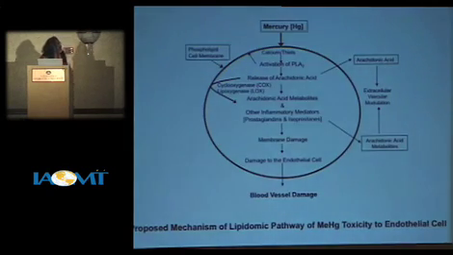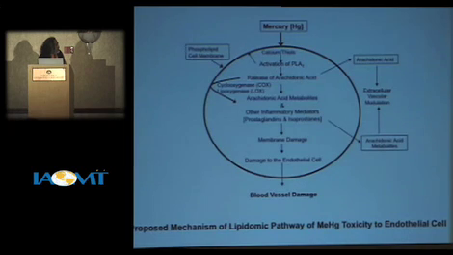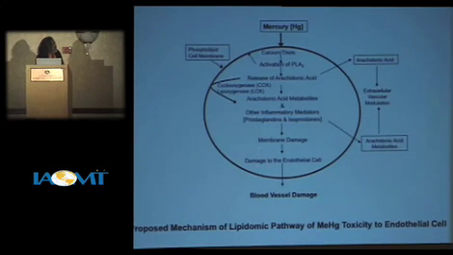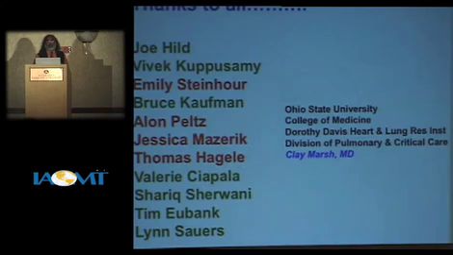So the bottom line here again is that mercury alters calcium. Calcium is involved in PLA2. Arachidonic acid is released. Arachidonic acid is metabolized into prostaglandins and leukotrienes, which leads to the activation of PLD, membrane damage, and then blood vessel leak.